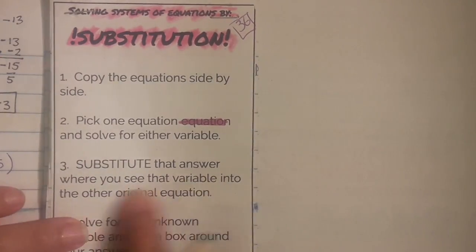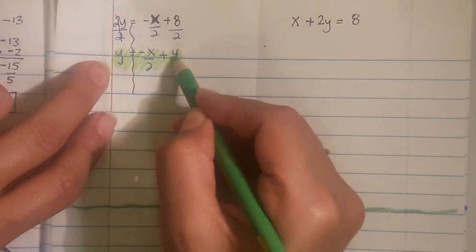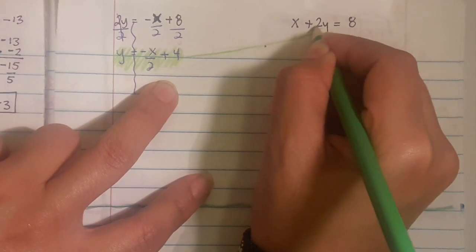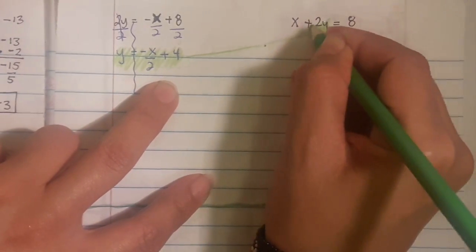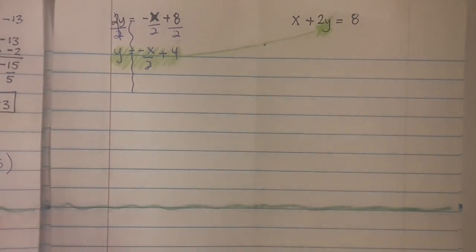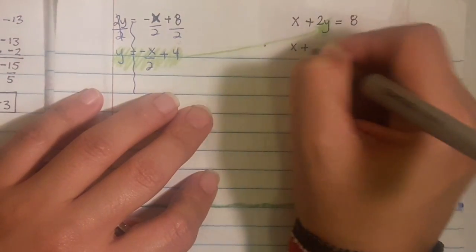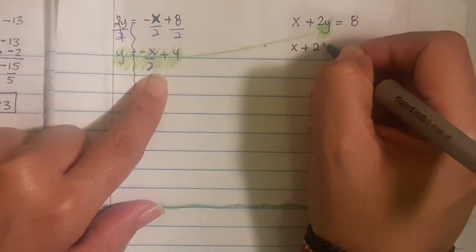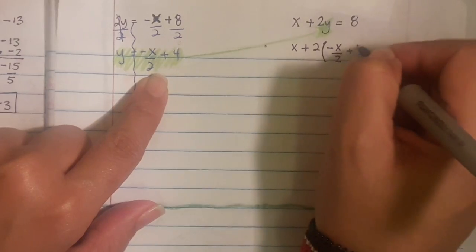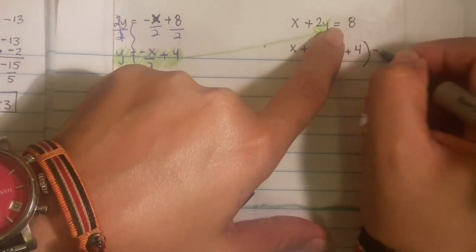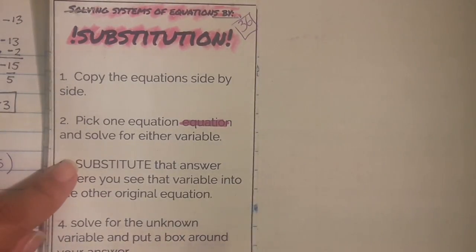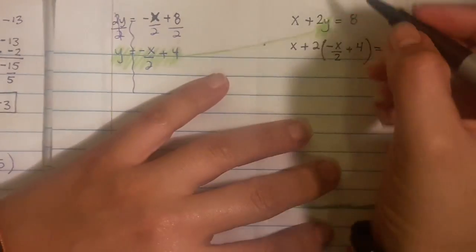Now everywhere I see y in this other equation, I'm going to plug it in. So substitute that answer where you see the variable into the other equation. So I see y, I'm going to put in -x over 2 plus 4. So x plus 2, and then where I see y, put in that, equals 8. Then solve for the unknown variable and box it.